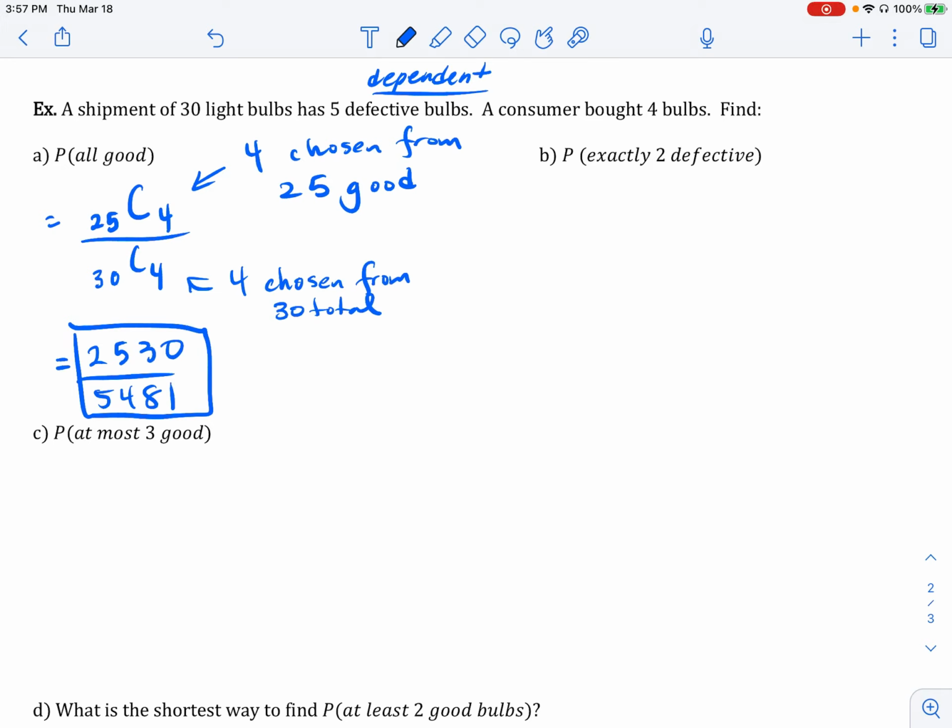Now let's try to find the probability that exactly 2 are defective. So what's another way of stating this? It means that 2 are good and 2 are defective.